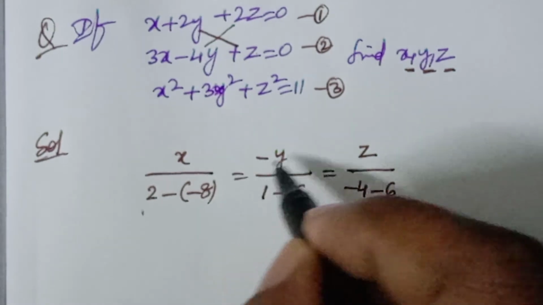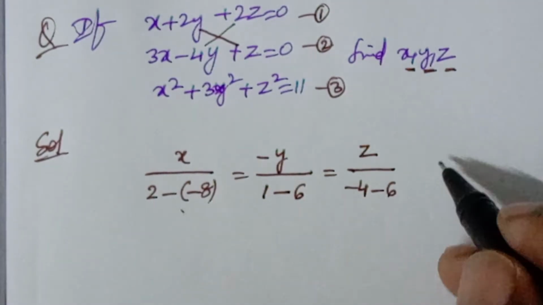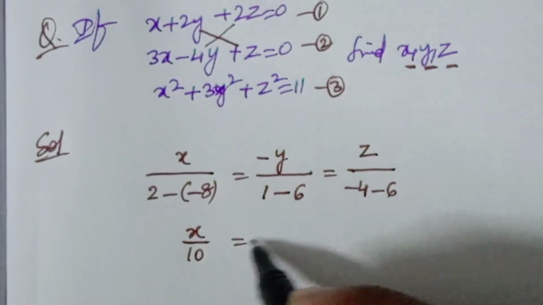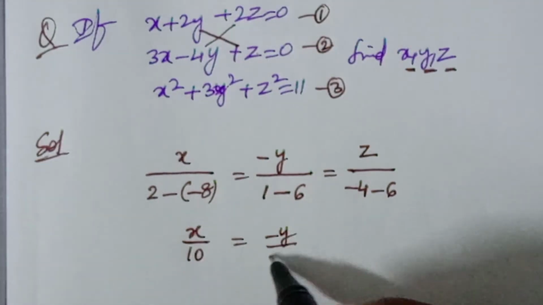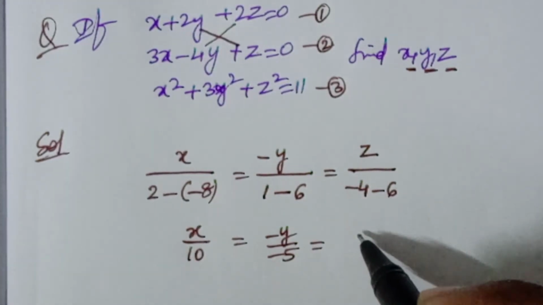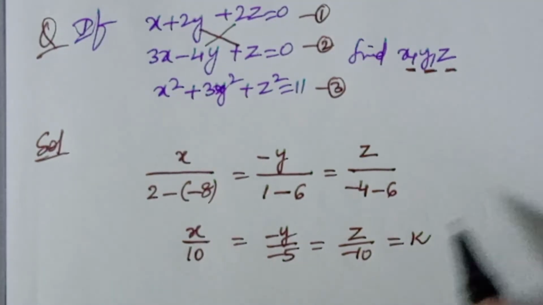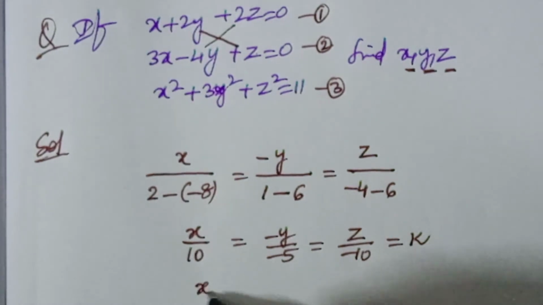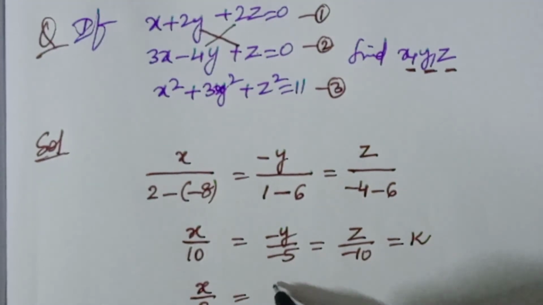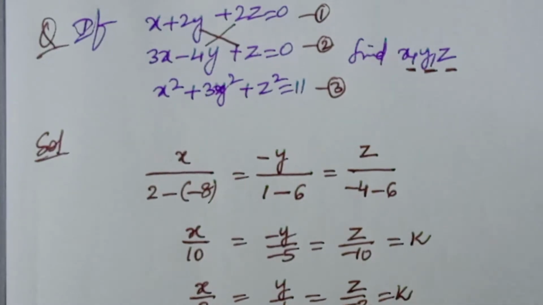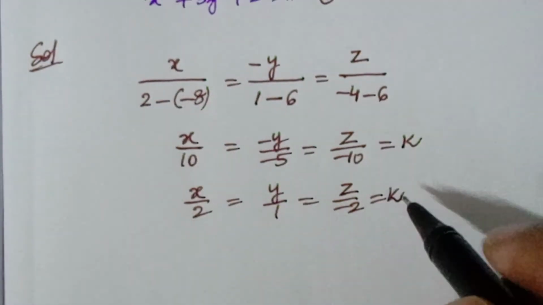By the crisscross method, what will we get? x by 10 is equal to minus y by minus 5 is equal to z by minus 10 is equal to k, you are taking. So here you can write x by 2 is equal to y by 1 is equal to z by minus 2 is equal to k. So this is the logic we have in this problem, the crisscross method.